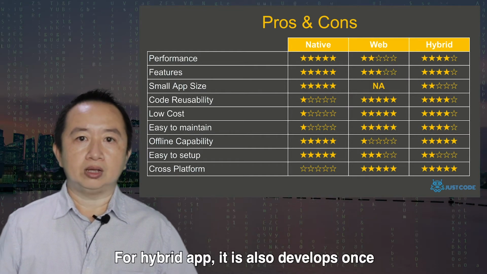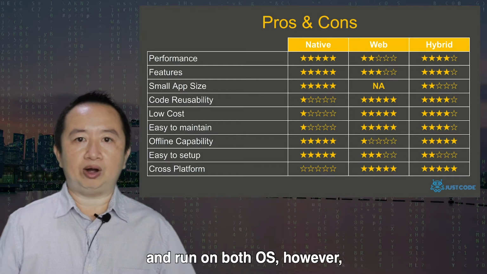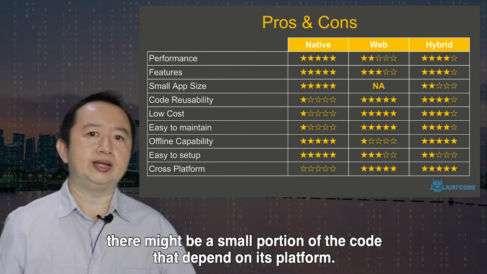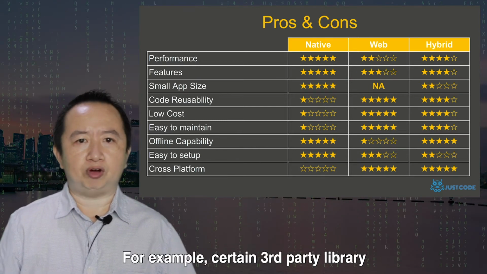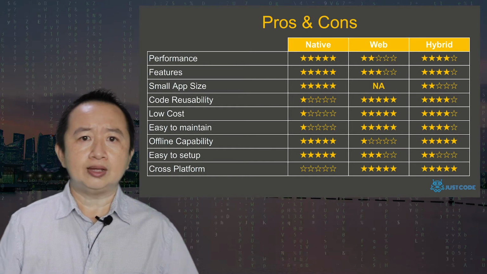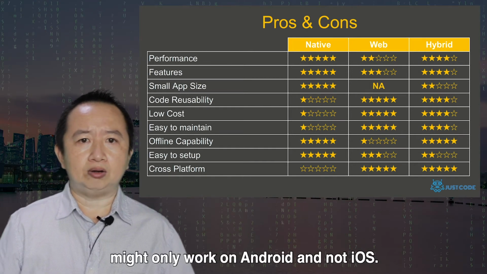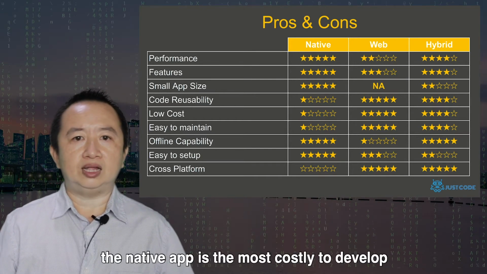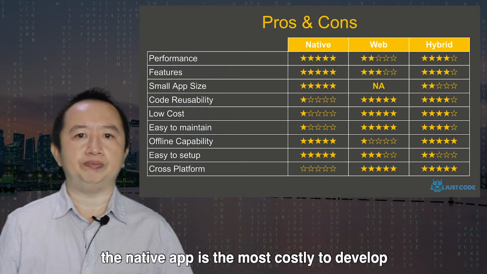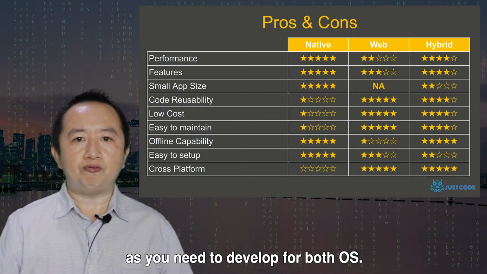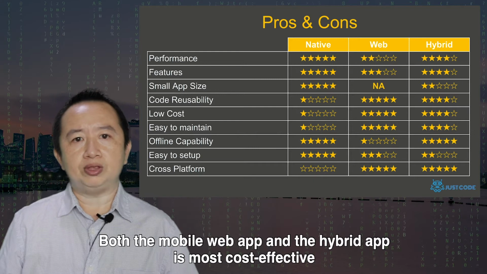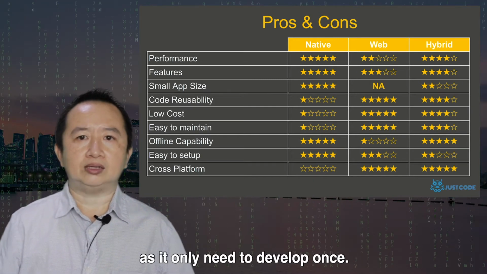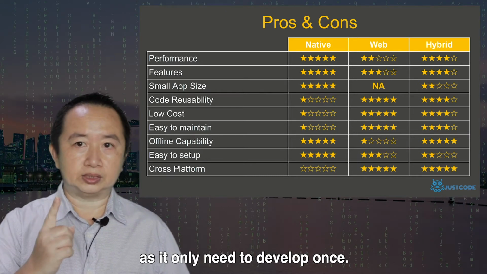For hybrid app, it is also developed once and run on both OS. However, there might be a small portion of the code that depends on its platform. For example, certain third-party library might only work on Android and not iOS. In terms of low cost, the native app is the most costly to develop, as you need to develop for both OS. Both the mobile web app and hybrid app are the most cost-effective, as they only need to be developed once.